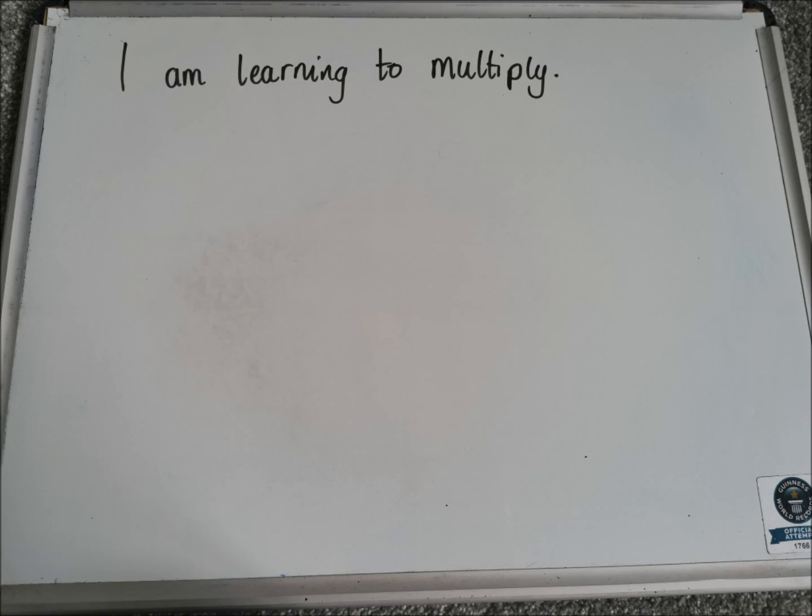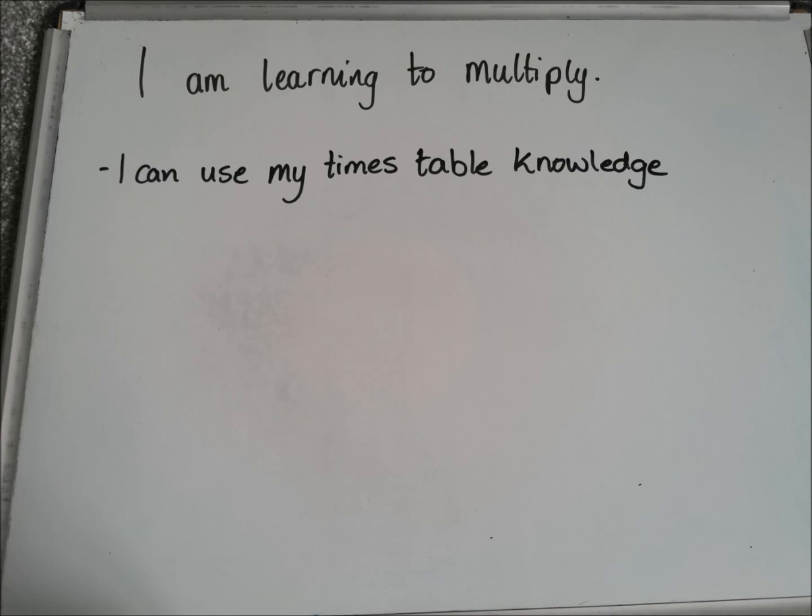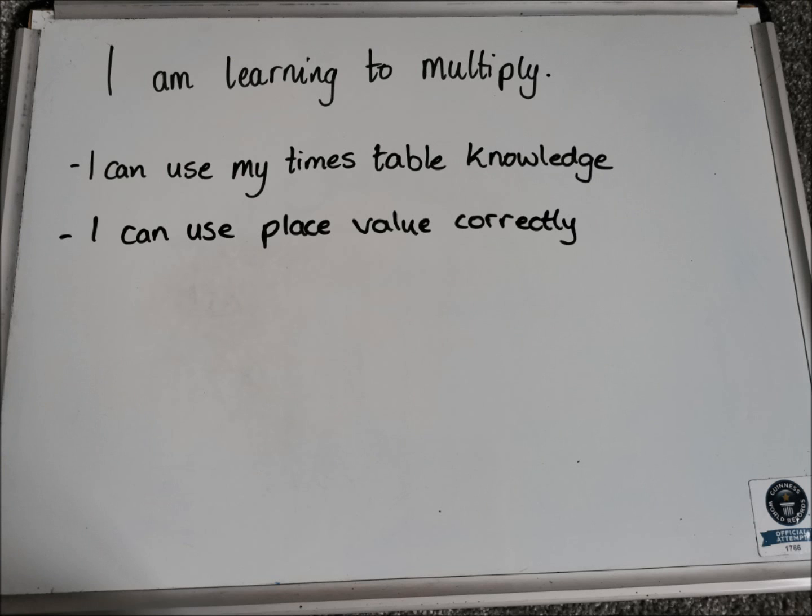This lesson today we'll have a look at multiplying a two-digit number by a two-digit number. So our learning intention is: I am learning to multiply. Our success criteria: we will be able to use our times table knowledge. We will be using place value correctly.